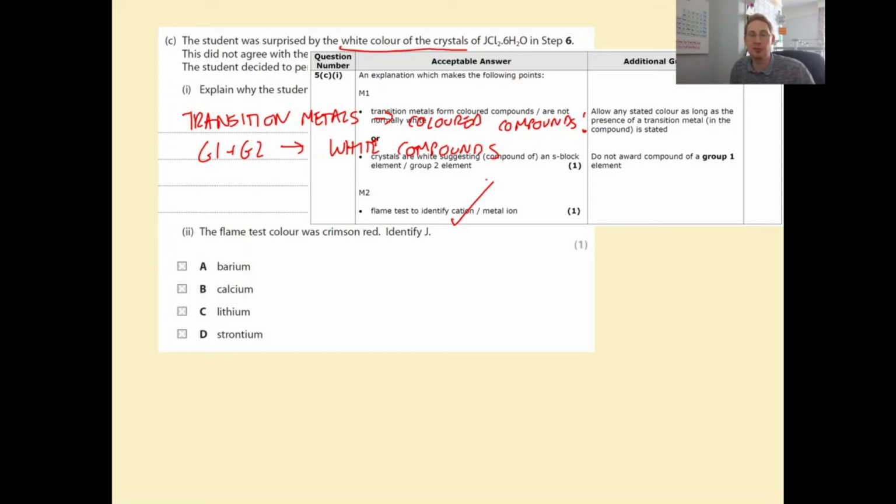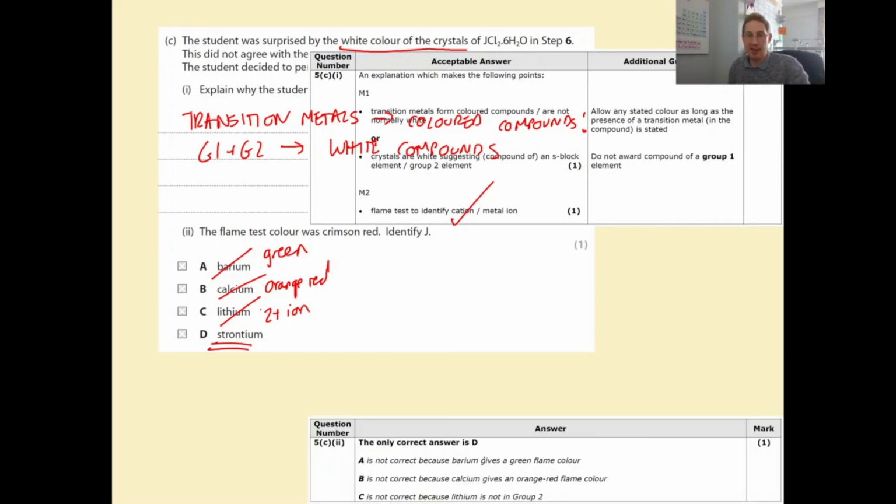The flame test colour was crimson red. Identify J. Right. So it's not calcium, because that is orange red. It's not barium, because that is green. We know it's 2+, so it can't be lithium. That's often described as scarlet red, so therefore it must be strontium. Okay, so there you go. The only correct answer is D.